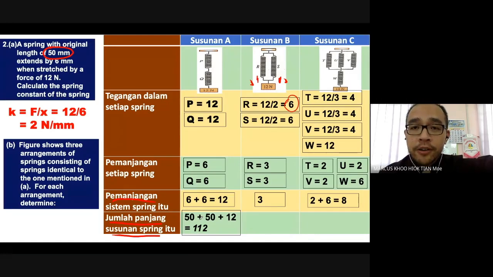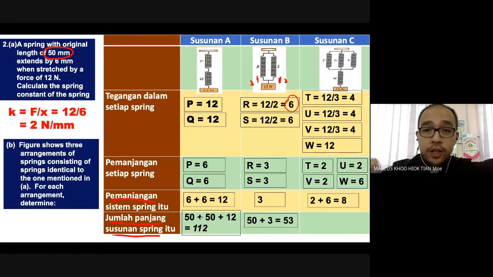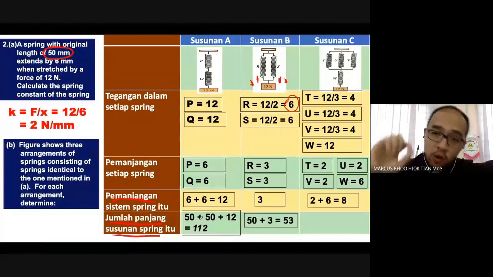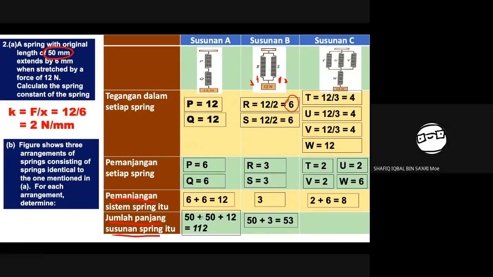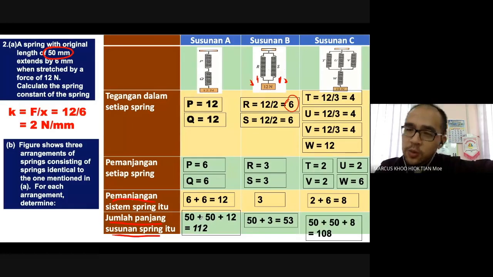Okay, what about arrangement B? What is the total length now? 53. Okay, it will be 53 because one spring is 50, only extends by 3, so it becomes 53. Baiklah, what about C? 108. Wow, okay. Iqbal is on fire.